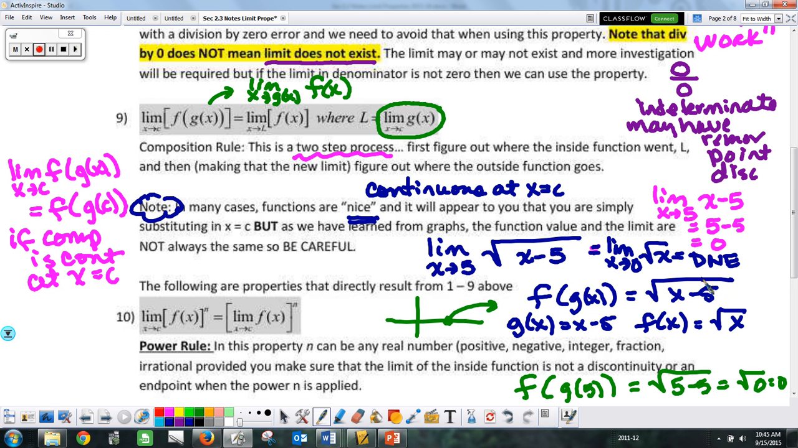Okay, so I'm just cautioning you. Be very careful about direct substitution. You can only use direct substitution if you know it is continuous at x equal to c. If it is not, you have to follow the properties that we have.